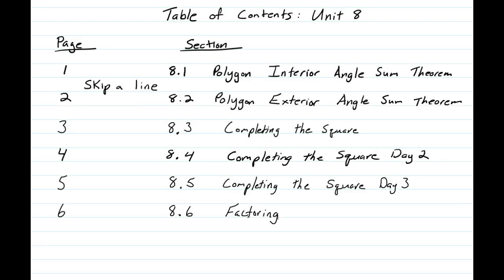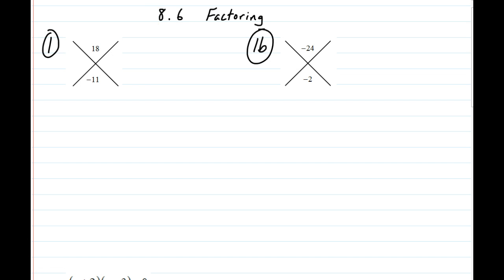Please update your table of contents. Today we're going to look at section 8.6, factoring. Alright, today is actually going to be a little bit of a review for us. We've done factoring before. We called it the Xbox method.